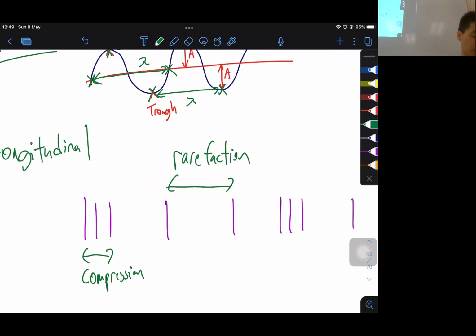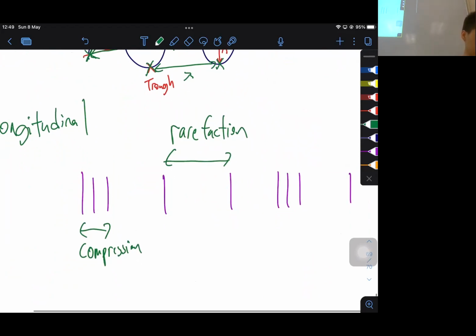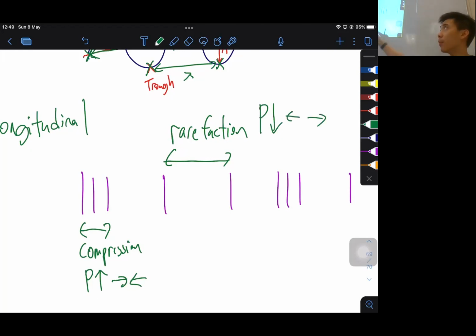If you're talking about compression in terms of pressure, is it high pressure or low pressure? It is a region of high pressure. That's why the molecules are closer together, right? Whereas for rarefaction, it is a region of low pressure. That's why the molecules are relatively further apart. Very important. This is quite a standard question. If you've done some past year papers, you will know what I'm talking about, right? They always ask you to explain this.